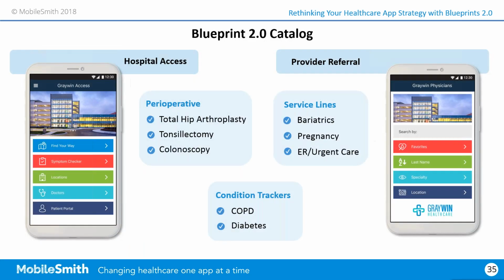So just to kind of bring things to a close, I know we're over by a couple of minutes from what we said, so we try and keep it to 30 minutes, is our blueprint catalog. So really what you think about is you've got this hospital access app that I talked about. You've got the service line apps. Pregnancy is one of them. Bariatrics is another popular one. The ER urgent care app is a popular one that you can do, as well as your heart center is a service line that needs an app, for example.